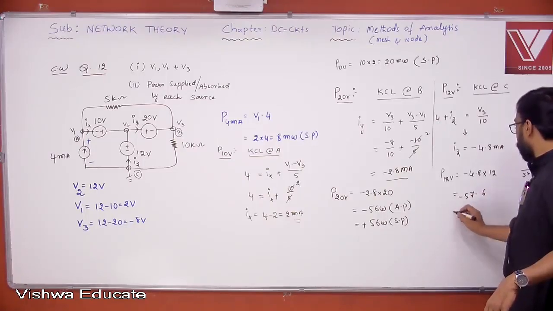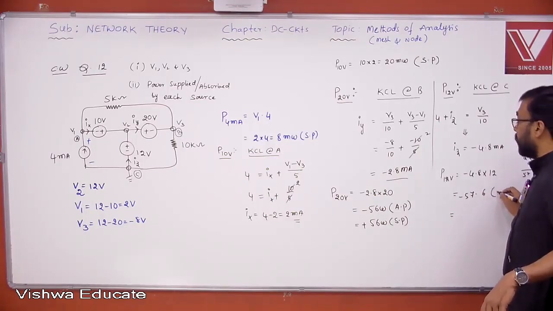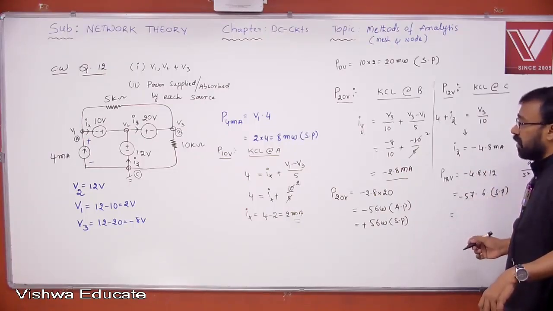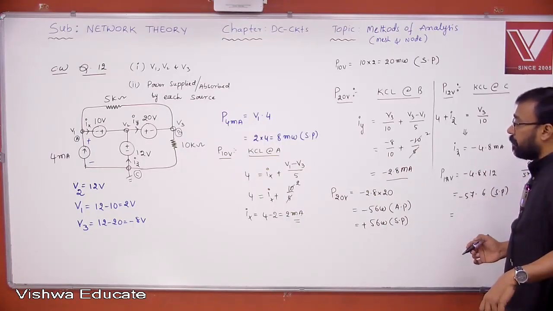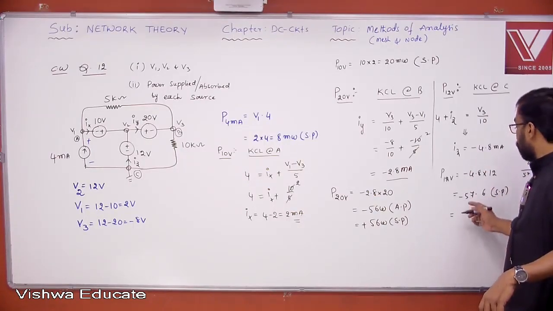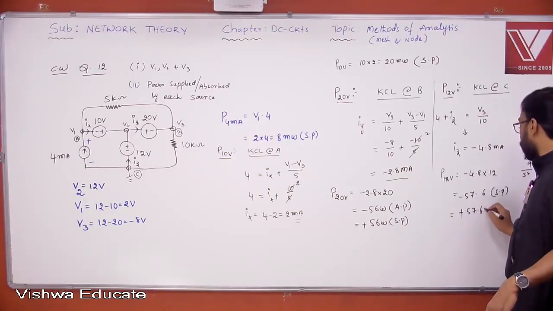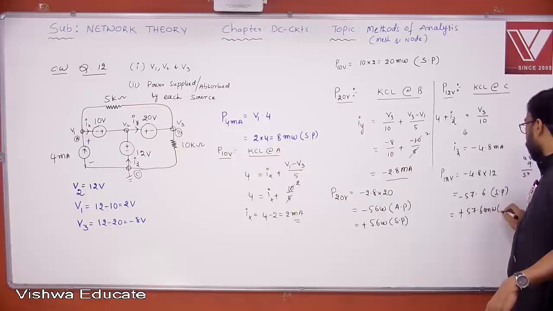57.6 minus, that is supplied power. So you got still negative value. That means your assumption is not correct. Okay, so don't worry about that. You can convert now this into positive value, plus 57.6 milliwatt, that is absorbed power.